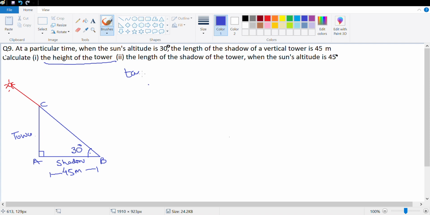So tan 30 degree is equal to AC upon AB. Tan 30 degree, the value is 1 upon root 3. If I do 1 upon root 3, I'll get into multiplication. So let me just take the value from the log book. So tan 30 degree is 0.5774. So 0.5774 multiplied with AB, which is 45, is equal to AC, which is my length of the tower. So let's multiply 5774 into 45.